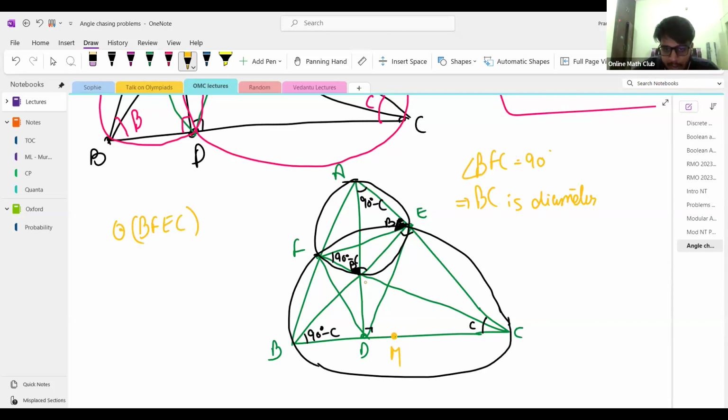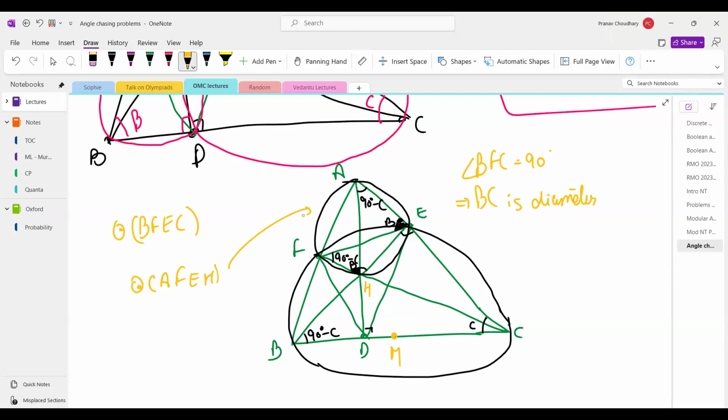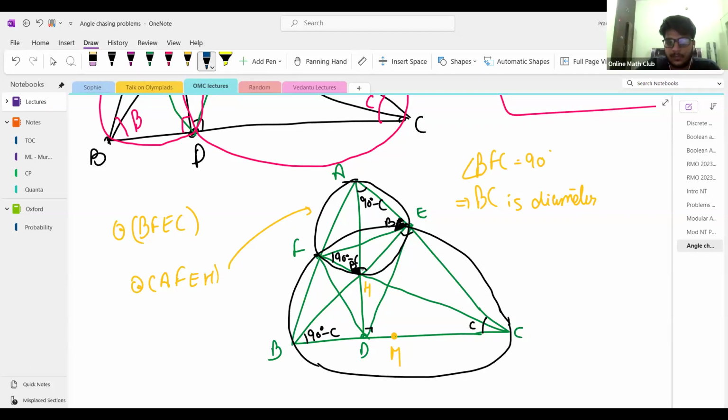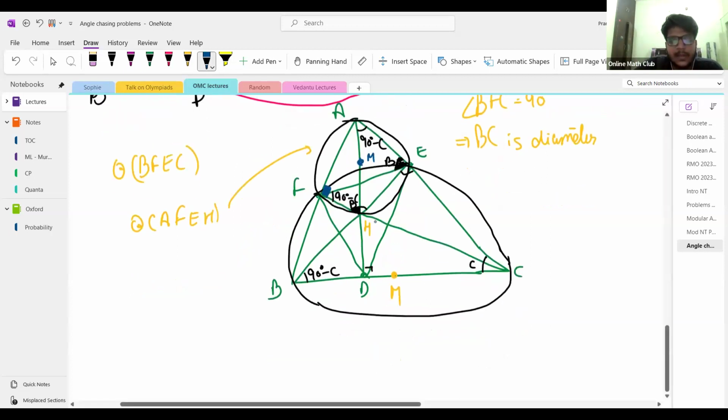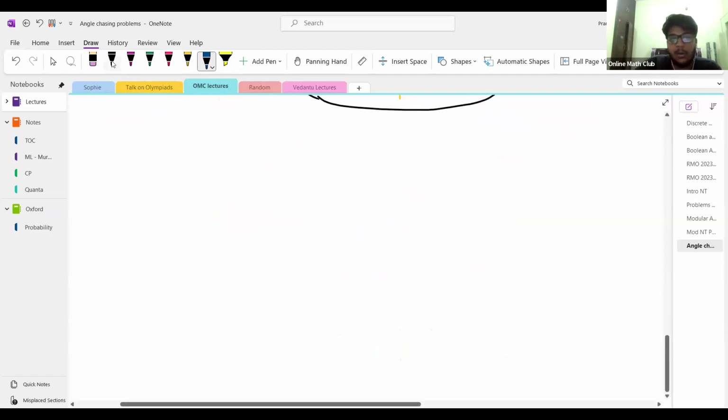Can someone tell me the center of AFEH? What's the center of this circle? Midpoint of AH. Yes, why? Because AEH is 90 degrees, hence AH is the diameter. So AH subtends an angle of 90 degrees, which means AH is the diameter. So the midpoint of AH is the center of the circle. Okay. So let's move on from the orthocenter to now the incenter.